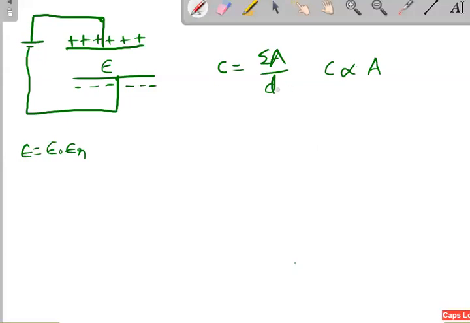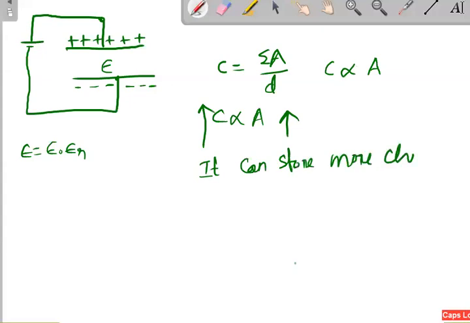Whether you are getting advantage or disadvantage, we will see it now. Once D is constant and epsilon is constant, C is directly proportional to A, so you are getting more capacitance. As the area increases, the capacitance value increases. That means it can store more charge. If the capacitance value is high, it can store more charge. How can it store more charge?